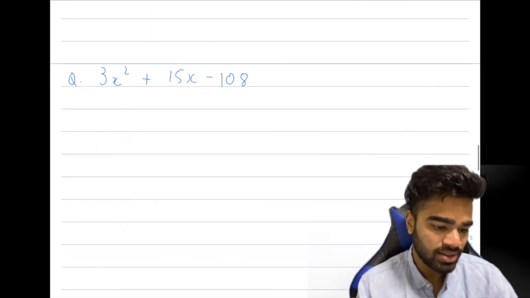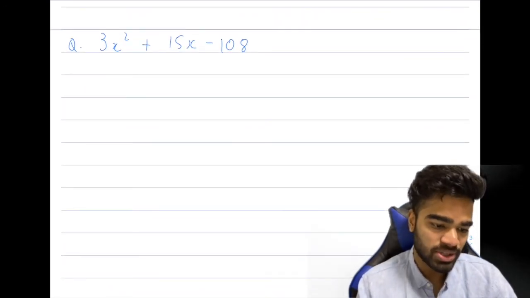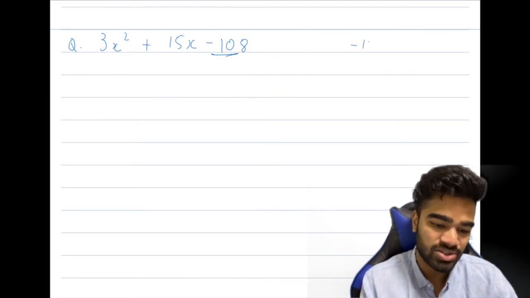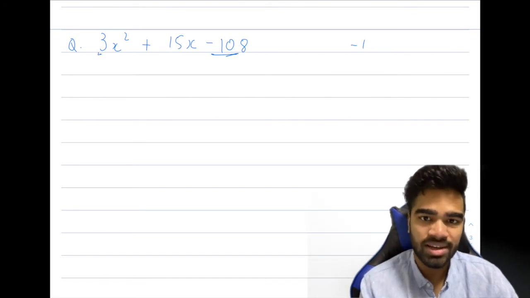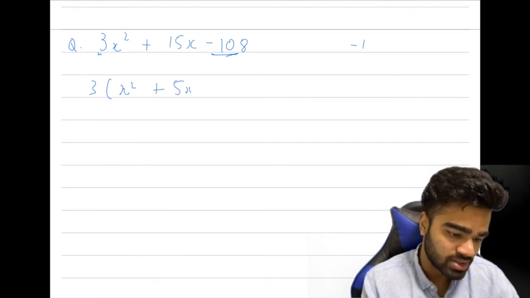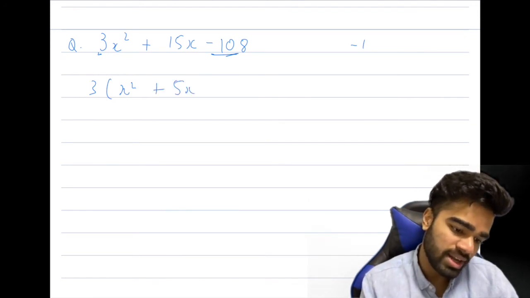So this one. 3x squared plus 15x minus 108. So clearly, we cannot just jump in straight away and write minus 108 and then add to 15. No, we can't just do that because of the 3. So how do you get rid of the 3? Take out the common factor. So 3, x squared plus 5x. And what's 108 divided by 3?